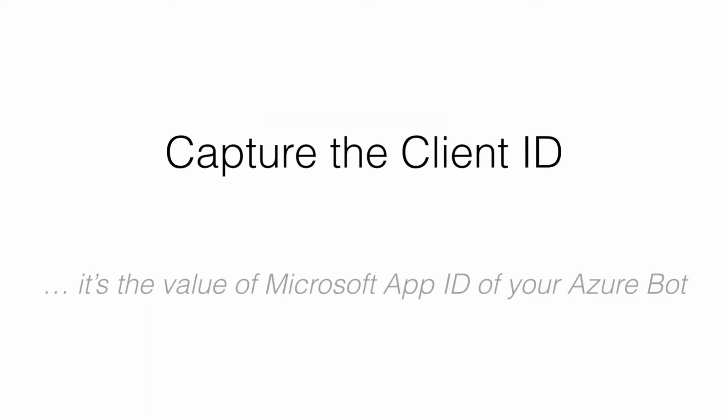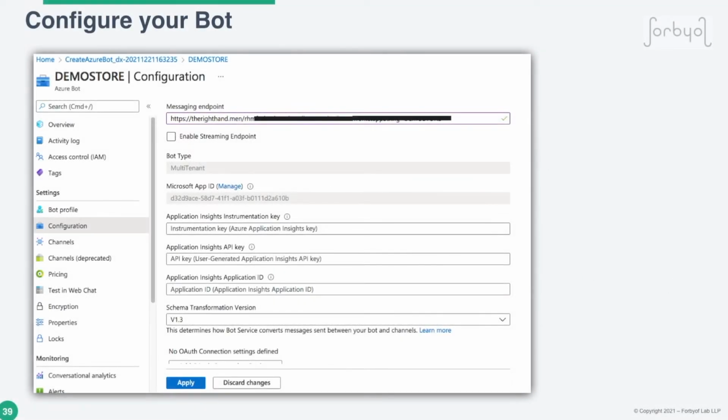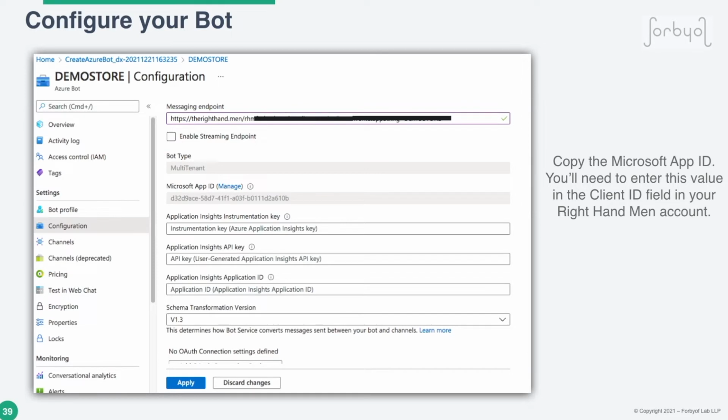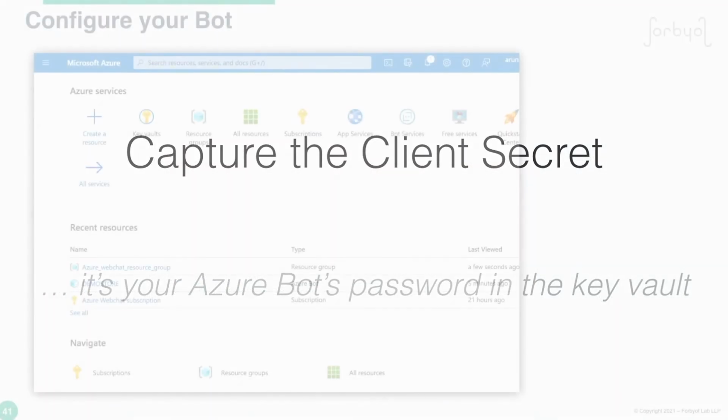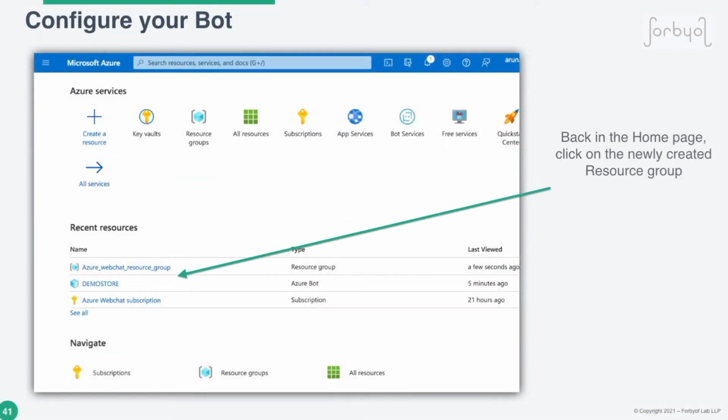But it needs to be able to respond to those messages. To achieve that, you've got to authorize the right-hand menu. You'll need the bot's app client ID and the client secret. In your bot's configuration page, copy the Microsoft App ID. That's the client ID. Next, you'll need to capture the client secret. This is present in your bot's key vault.